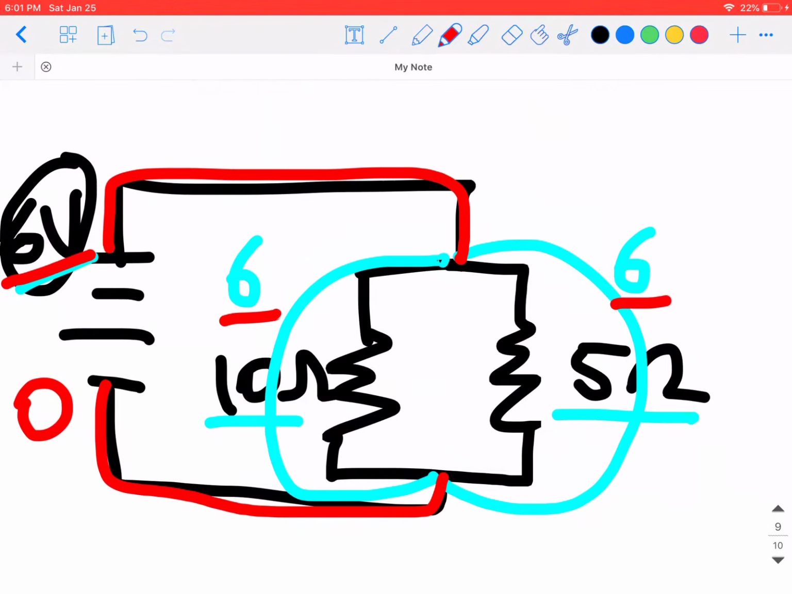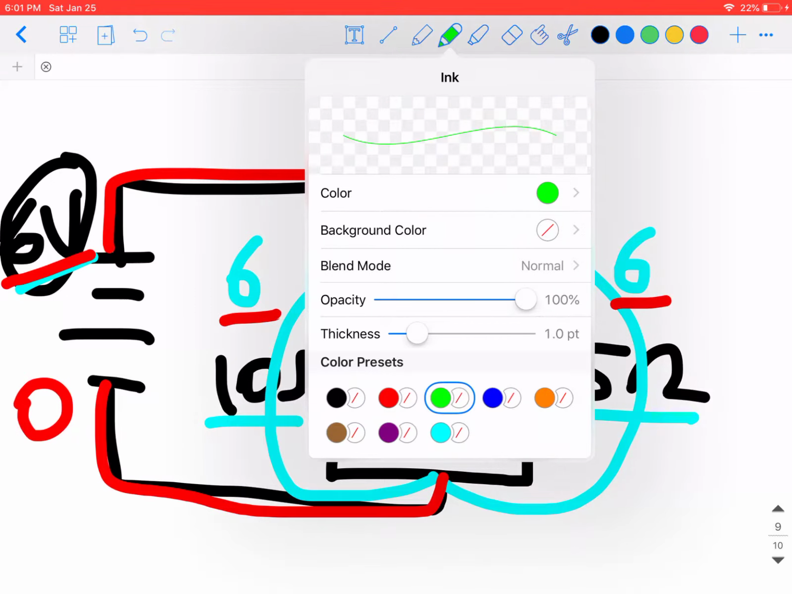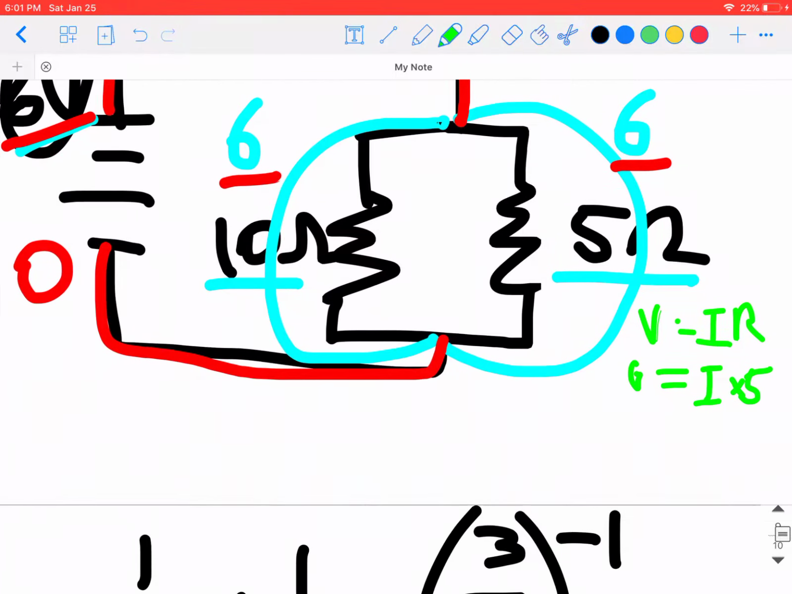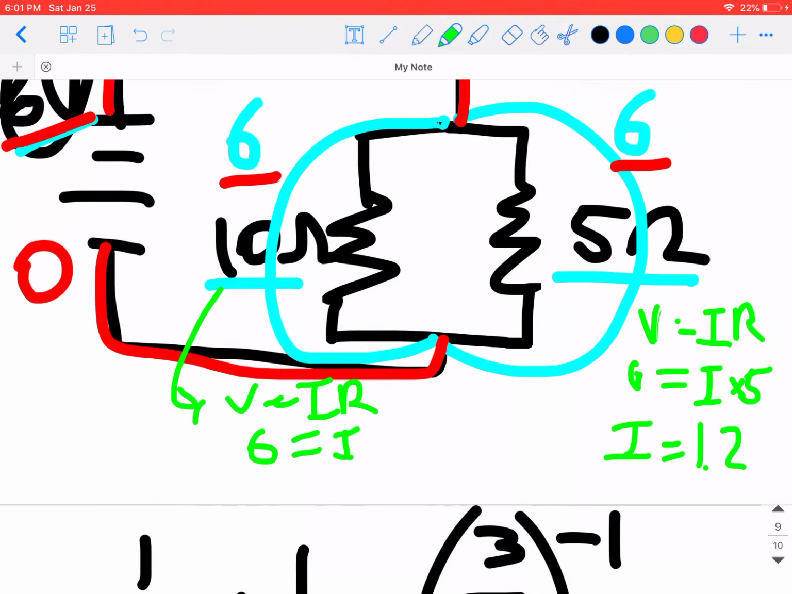Now, if we have V equals IR, we have our V is 6. We don't technically have an I, but let's just call this I times 5. Notice how this current would then be equal to 1.2. Do the same thing here, V equals IR. Plug in 6 is equal to I times 10. Notice how I is equal to 0.6.